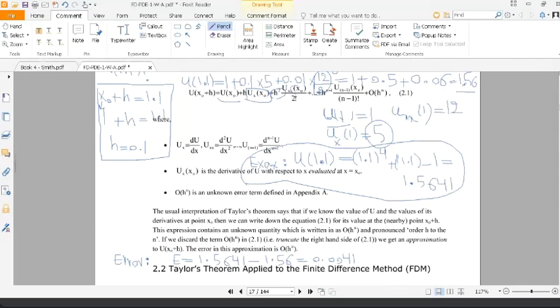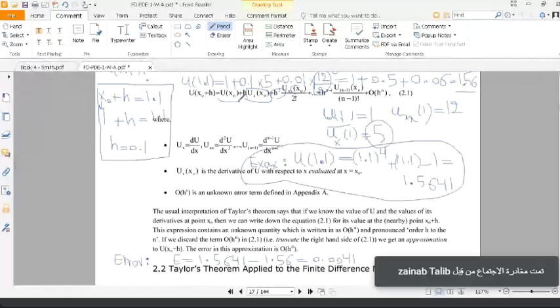One point one, at this part, replacing in the Taylor theorem. Replacing in the Taylor theorem, okay?